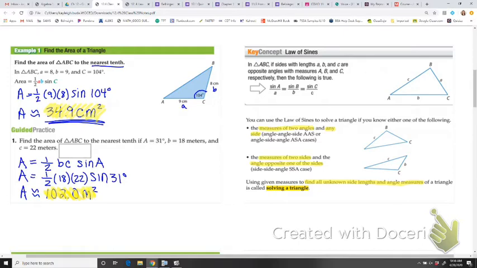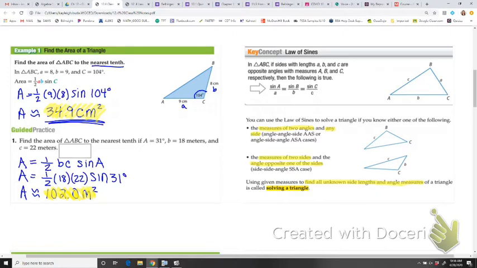So in this case, I actually labeled my picture wrong. The 8 should be the a, and then 9 should be the b, but regardless, you're just substituting into the formula. So 1/2 should have been 8 times 9, or 9 times 8, times the sine of 104 degrees. So you can type that directly in your calculator.